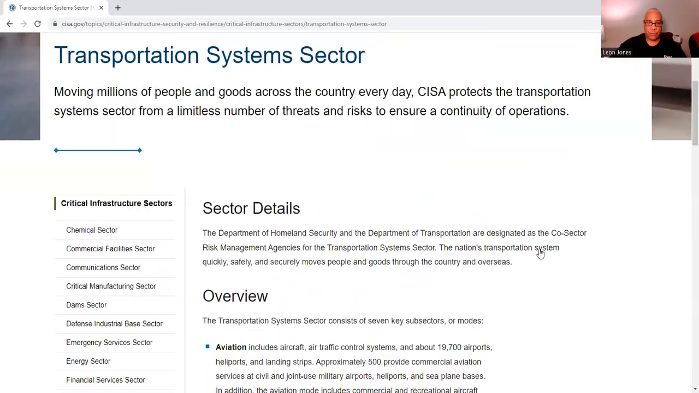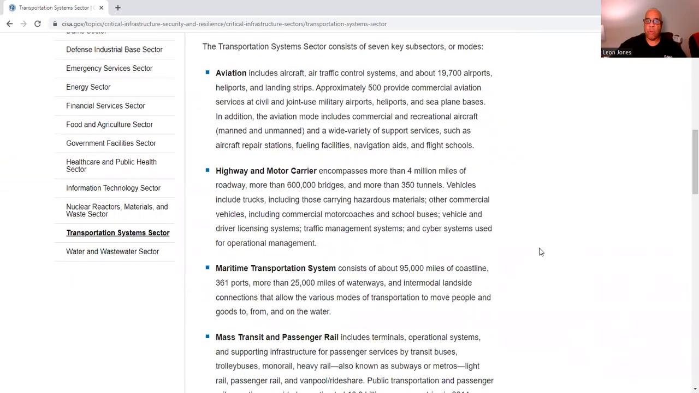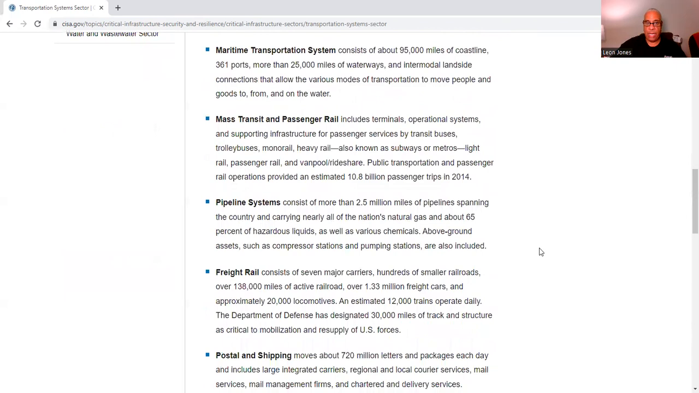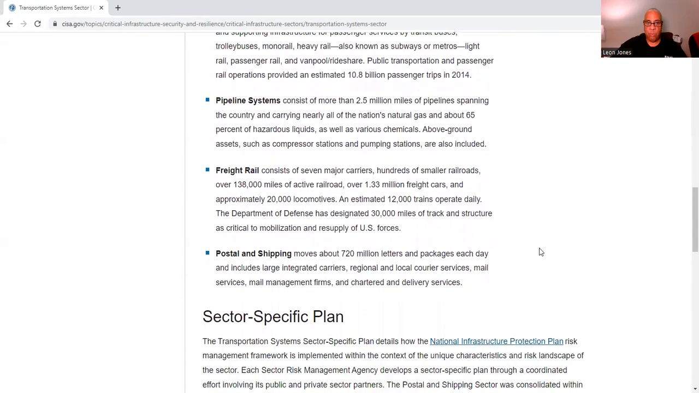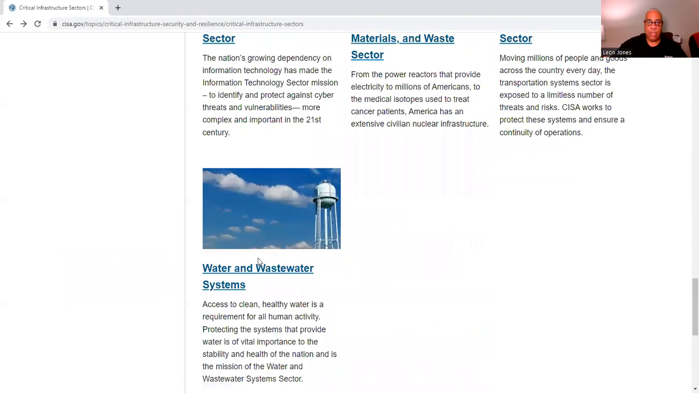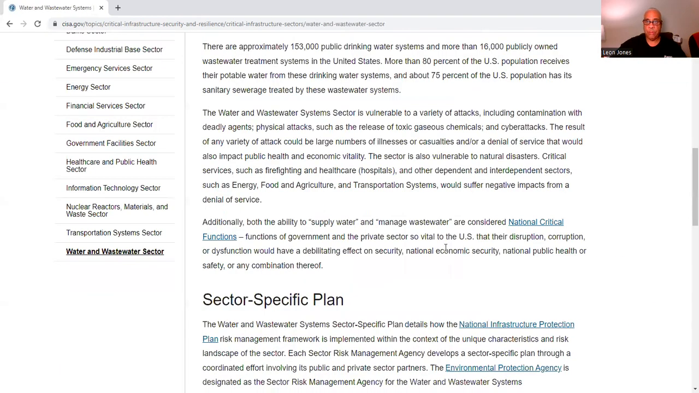Transportation: your aviation, your highway and motor carriers, your maritime transportation systems, your mass transit and passenger rail systems, pipeline systems, freight. Then you have your postal and shipping. And then you have your water and wastewater systems.